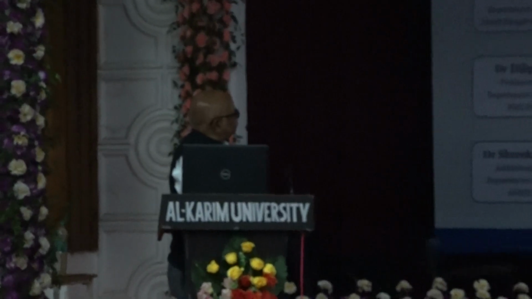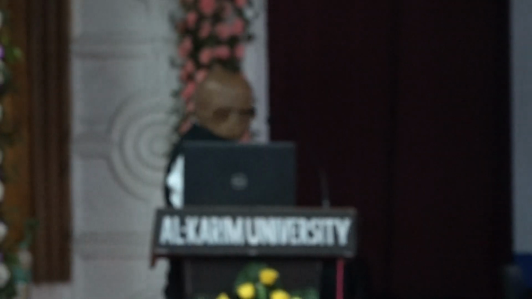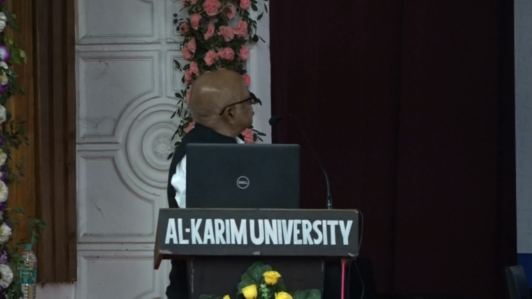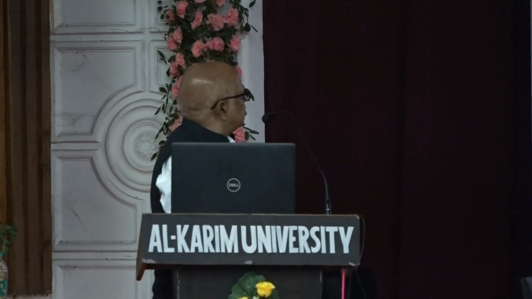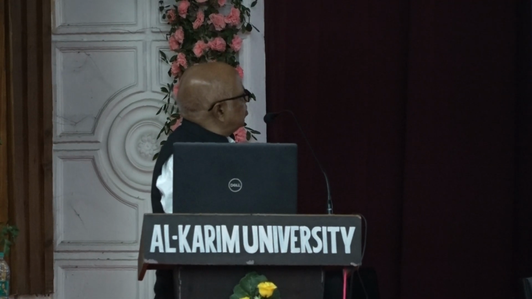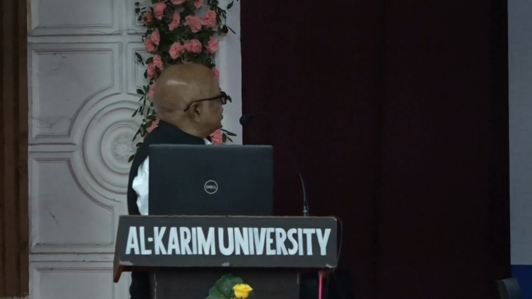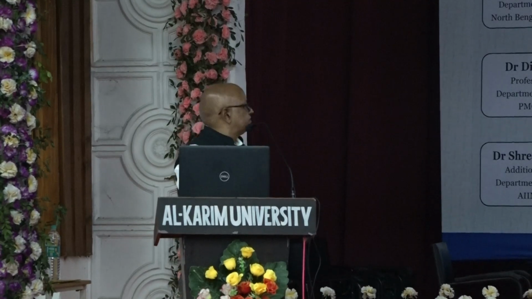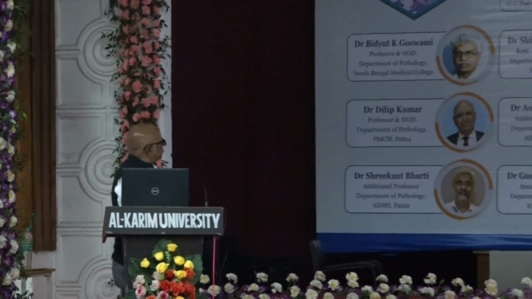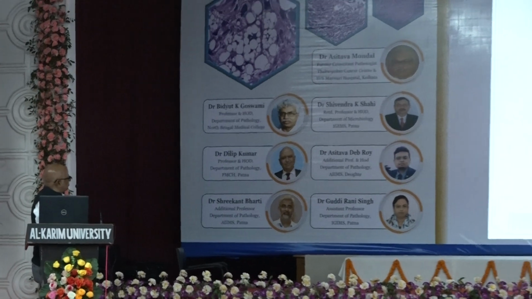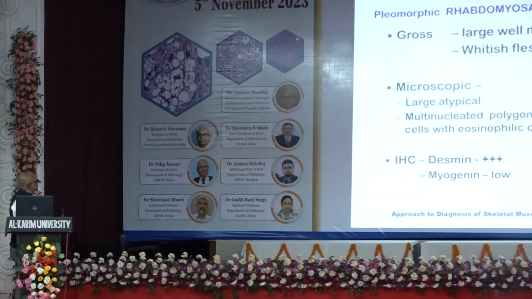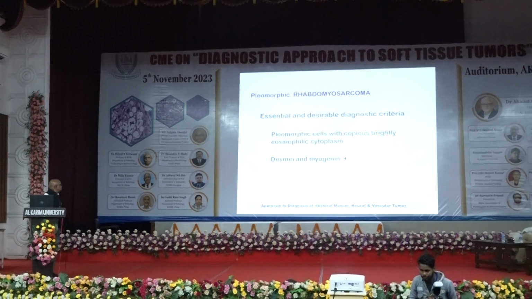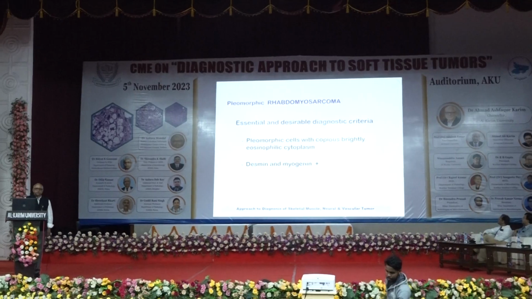Gross: large, well marginated, white, fleshy. Microscopy, as the name suggests, is pleomorphic: large atypical multinucleated polygonal, spindle, rhabdoid cells with snowflake cytoplasm. Very pleomorphic appearance, this pleomorphic rhabdomyosarcoma. Desmin positivity, myogenin is low. This is the essential and desirable diagnostic criteria.